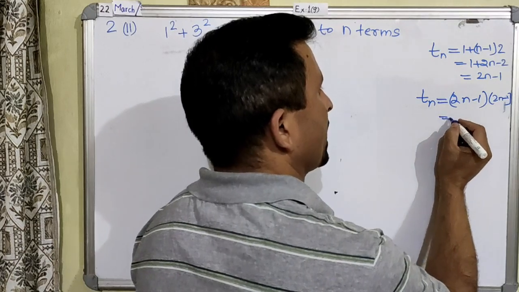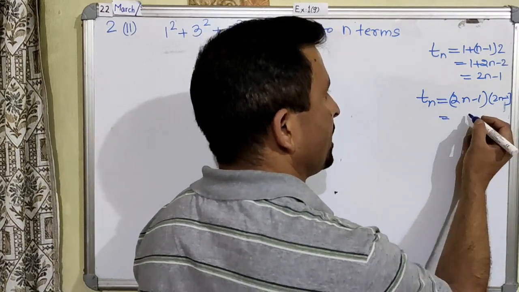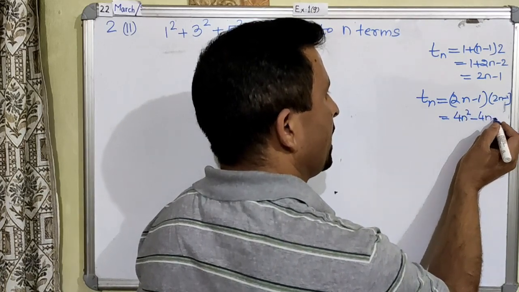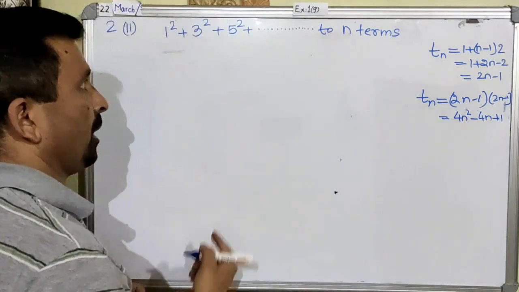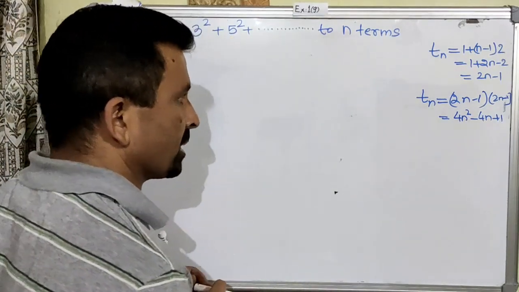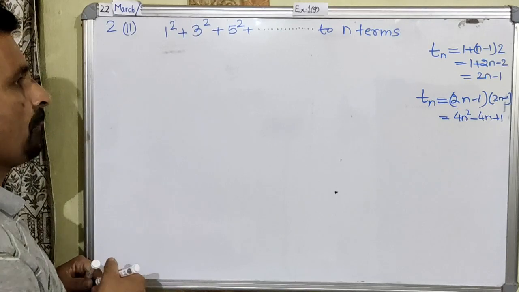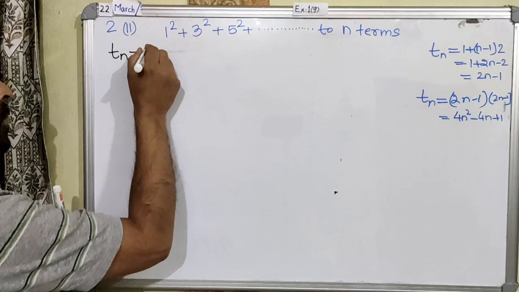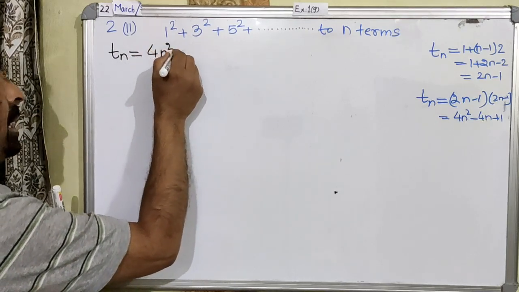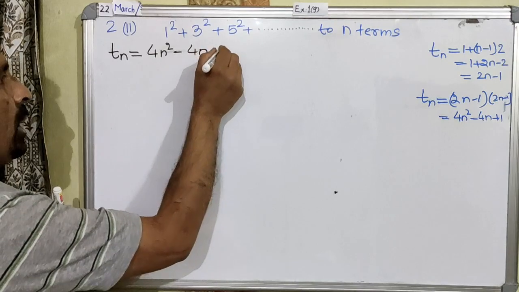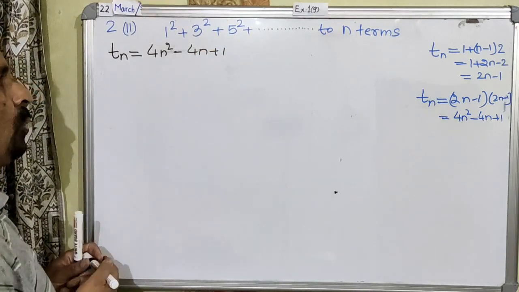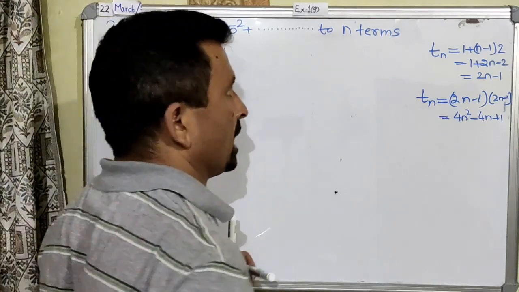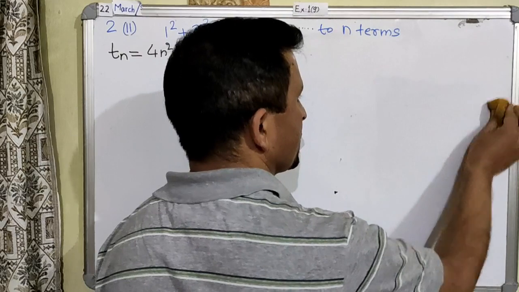So we will multiply this and then we will take the result so that we can do it in minimum space. When you multiply it, you will get 4n square minus 4n plus 1. So this is your nth term of this given series. Is it okay? So we will write the nth term of the series as Tn equal to 4n square minus 4n plus 1. Is this very clear? Now we have to find the sum of n terms of the series. Clear? I will delete this because I will need this space.